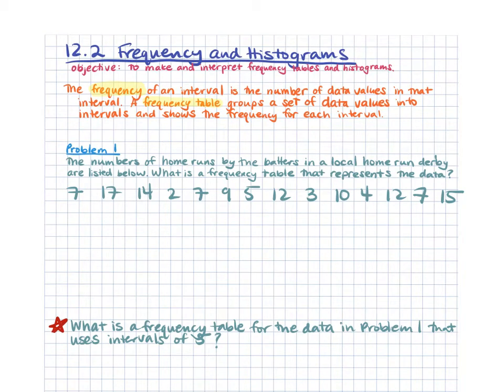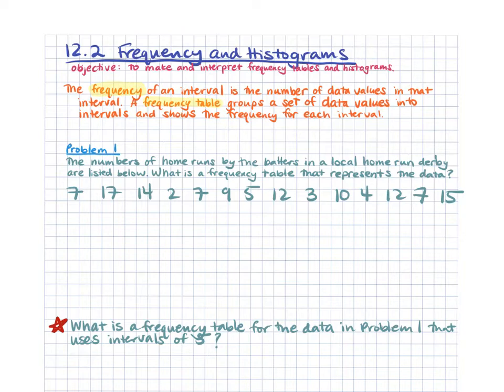Okay, this is our chapter 12.2, Frequency and Histograms video lesson for Algebra 1D. In this lesson, we're going to make and interpret frequency tables and histograms. So the frequency of an interval is the number of data values in that interval. And a frequency table is going to group a set of data values into intervals and show the frequency for each interval. And we can see what that looks like in this first example.